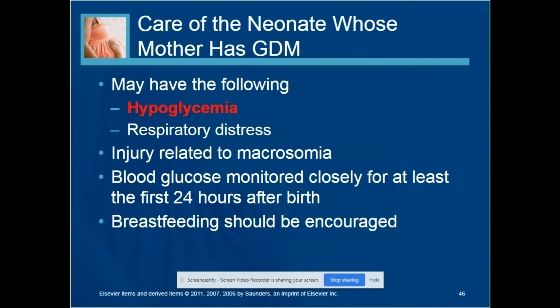They may have an injury related to macrosomia. The most common injury related to macrosomia, being a big fat baby, is shoulder dystocia. That's when the shoulder gets caught on the pelvic girdle and they can't be delivered vaginally. Blood glucose is monitored closely for at least 24 hours after birth, and breastfeeding should be encouraged.